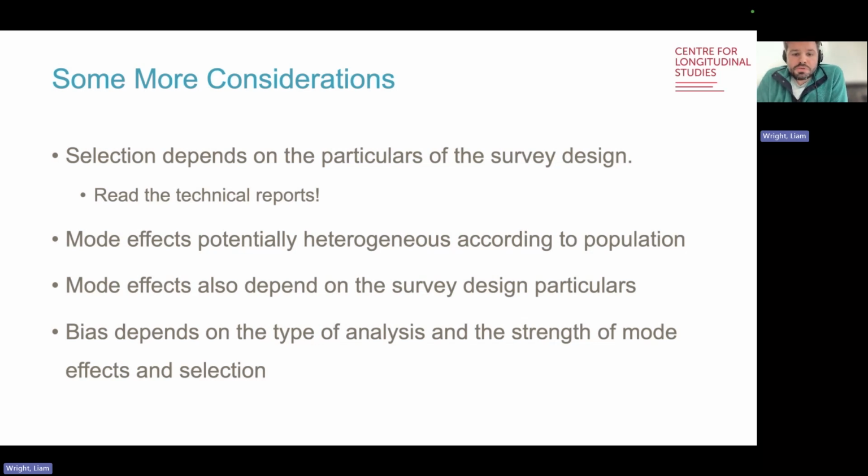Mode effects might be heterogeneous according to population. As I mentioned, social desirability seems to be a very strong driver of mode effects, and what is socially desirable differs across groups. Mode effects can also differ on the survey design particulars. So here, there's some cases where in a web survey, you're only allowed to answer by particular devices. So you might not be able to do that at certain times of the day or in certain settings, for instance, on your phone.